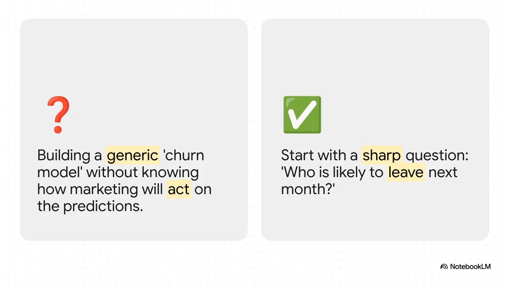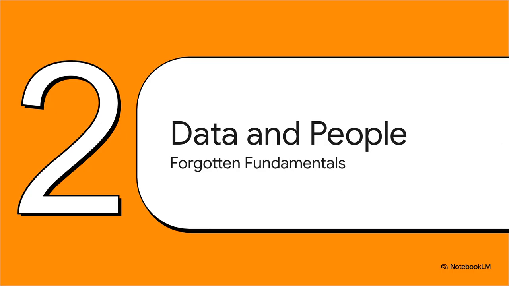And check this out. A tiny change in how you frame the question makes a world of difference. Saying, hey, build me a churn model, that's super vague. It's not actionable. But what if you ask, who specifically is most likely to cancel their subscription next month? Now that gives the marketing team a list of names they can actually do something about. See the difference?